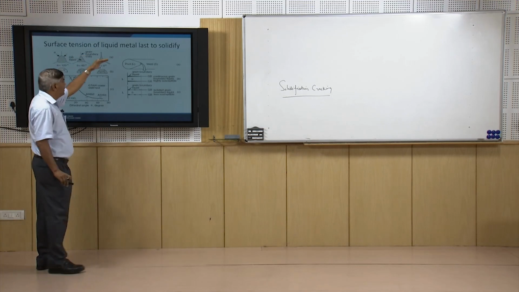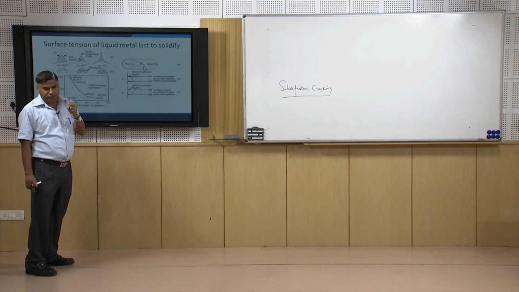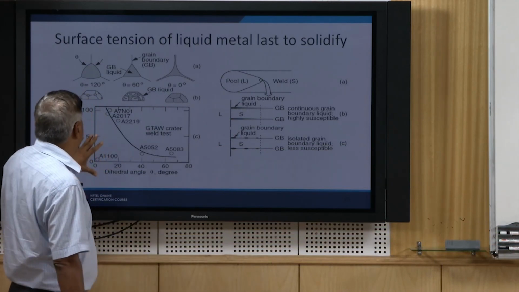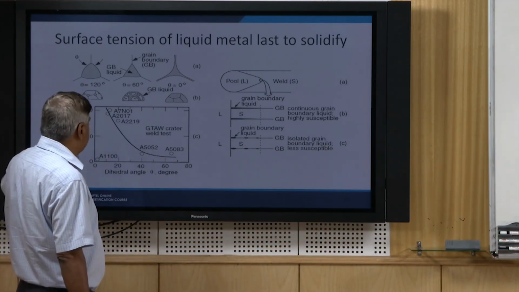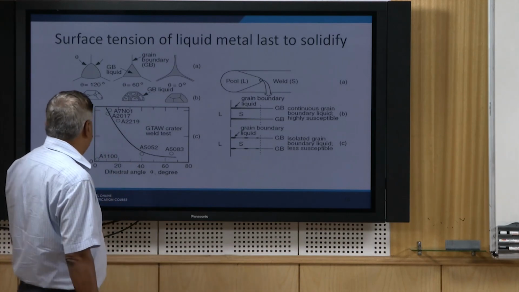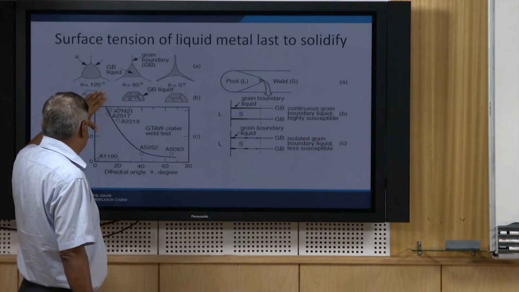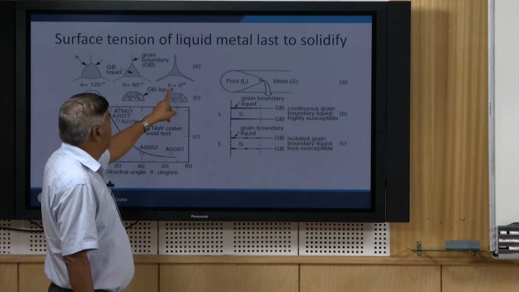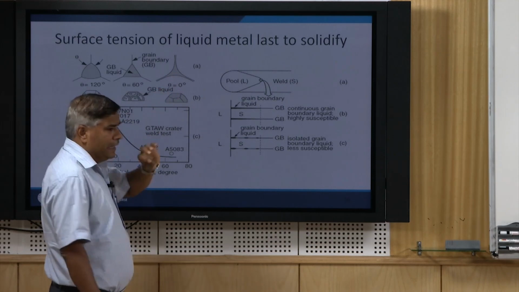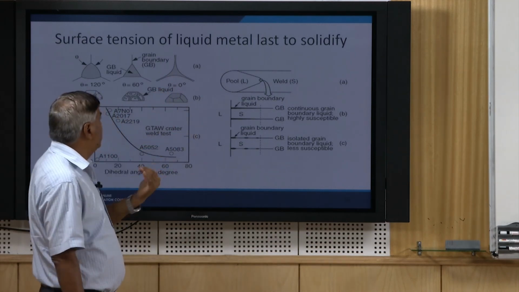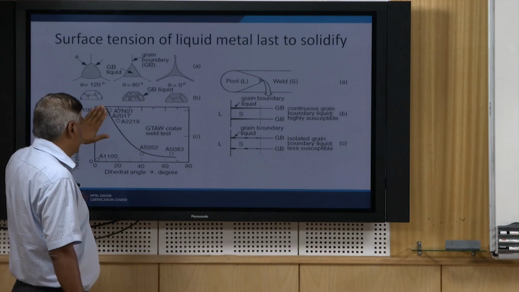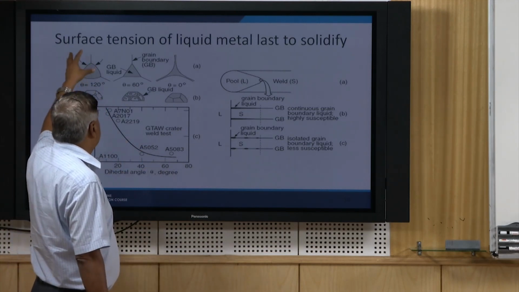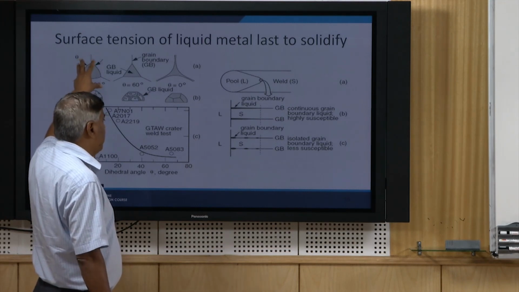So, surface tension of the liquid metal about to solidify also determines the cracking tendency, and this is measured in terms of the dihedral angle. When the dihedral angle is very small, say 0, we will see that the liquid metal forms a continuous film along the grain boundary and the cracking tendency is very high. When the dihedral angle is high, it forms nodules, or a globular or ball shape.